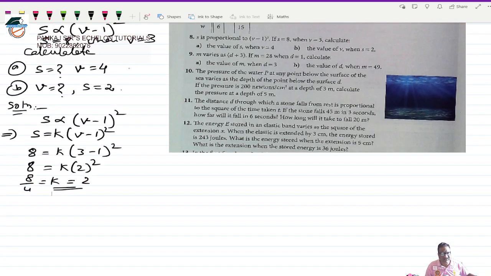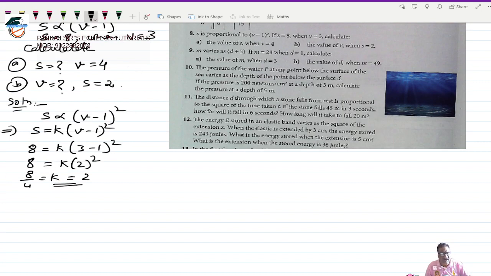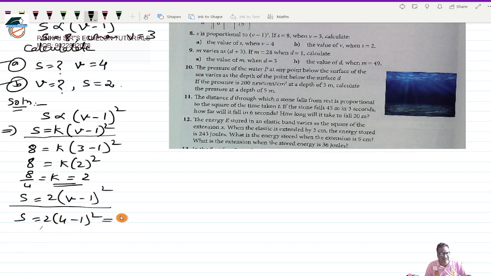Now I'll put k equal to 2 in this, so I get S equal to 2 times (V minus 1) squared. This equation, where the k value has been plugged in, I'm going to use for A and B. Now A says what is S when V is equal to 4? So S equals 2 times (4 minus 1) squared, which is 2 times 3 squared. 3 squared is 9, and 9 twos are 18. So S will be equal to 18. That's the answer for A.